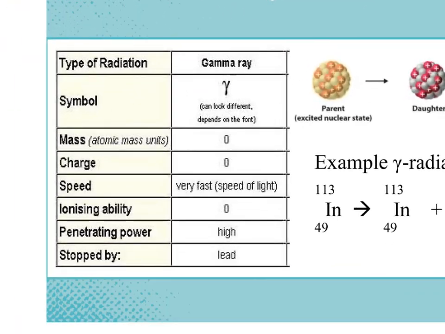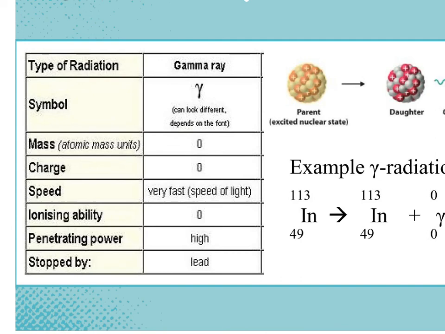So here is our info about gamma rays. The symbol is going to be this gamma letter, that is a Greek letter, and we'll also have 0 and 0 here because it is not charged and it does not have a mass. And it can look different based on different fonts, but I normally write it as a Y, but just curved below. So you can write it however you choose.